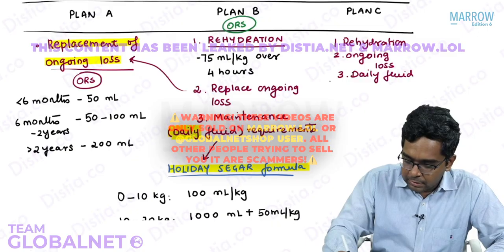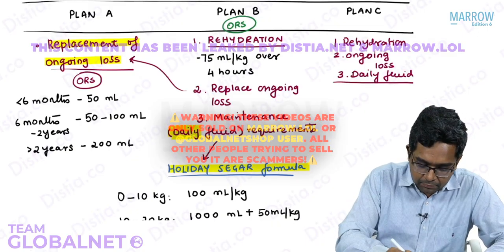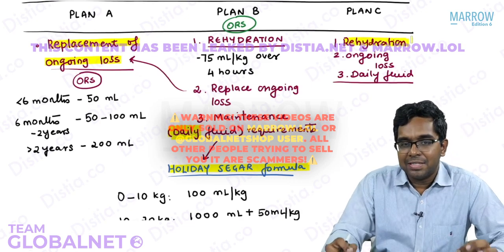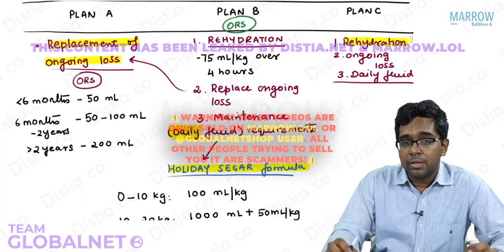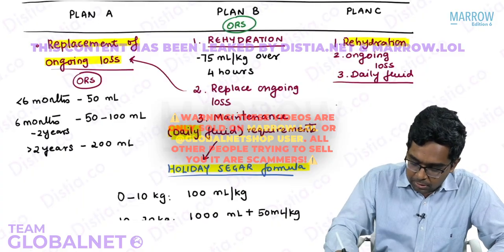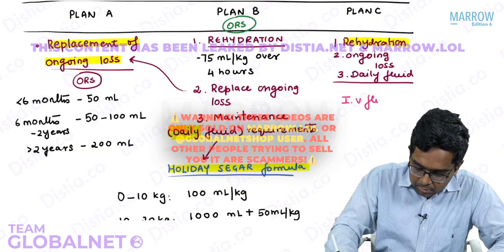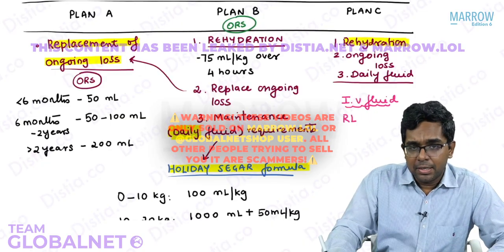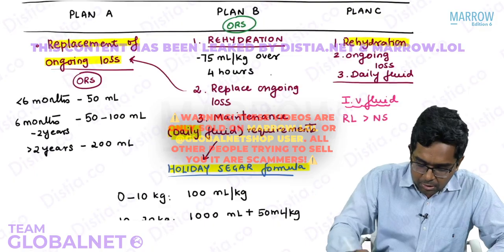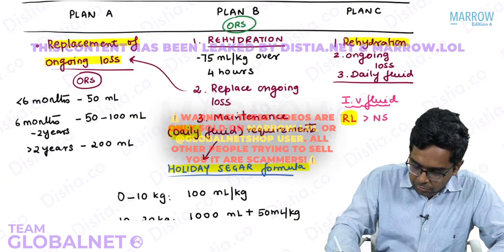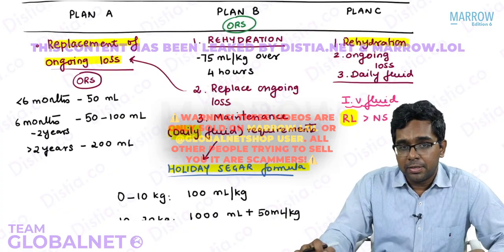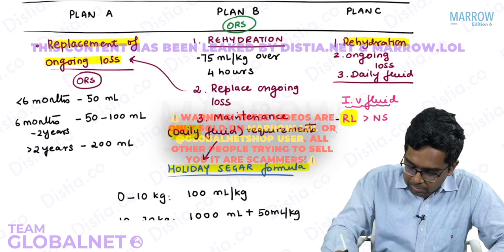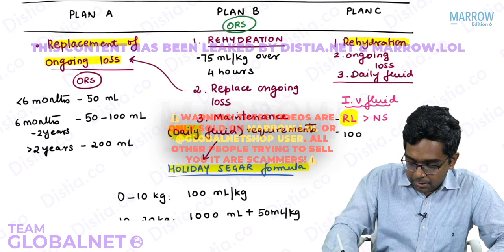However, there is some difference in Plan C with regards to rehydration. What is that? Remember, in Plan C, the child is lethargic, correct? So we cannot give an oral fluid. Here you are supposed to be using intravenous fluids. And for IV fluid administration, RL or Ringer lactate is preferred in comparison to normal saline. So RL is the preferred fluid for treatment in case of severe dehydration associated with diarrhea. Second important thing is the amount of fluid to be given for rehydration is 100 ml per kg.